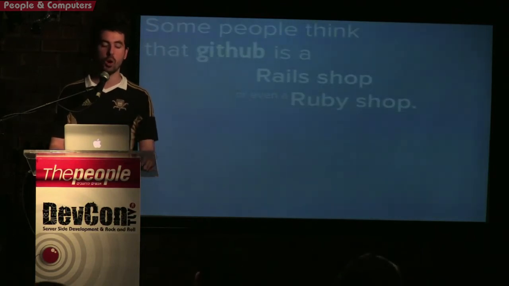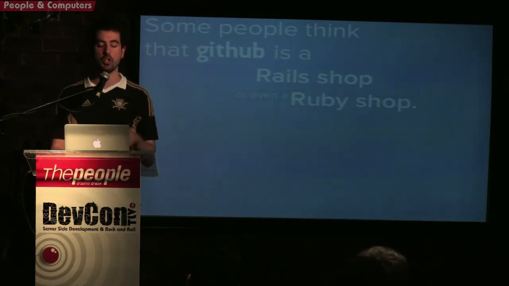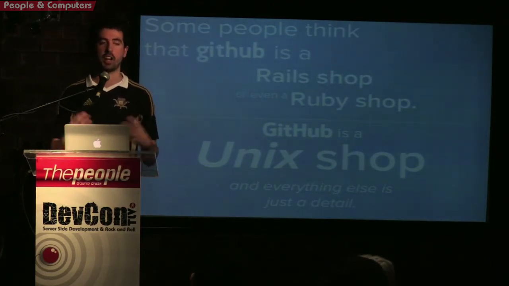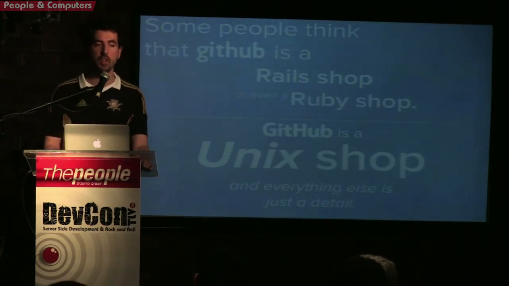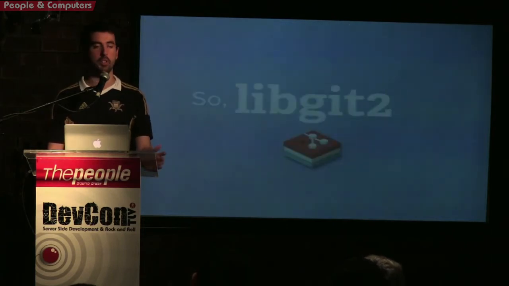There's this quote by Ryan Tomayko, our director of engineering, that I really love. He says that some people think that GitHub is a Rails shop or even a Ruby shop, but it's not. GitHub is first and foremost a Unix shop, and everything else is just a detail. So for us, the JVM, JGit, this whole massive stack with garbage collection and all that stuff, was never an option. So we had to take plan B, and we went with libgit2.